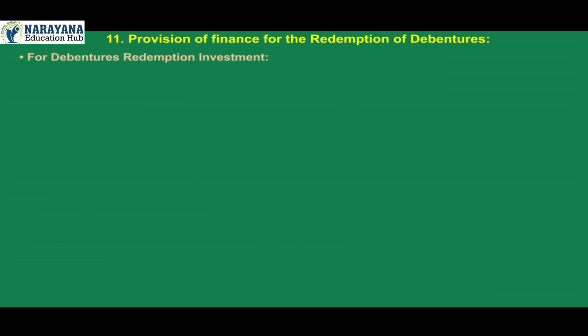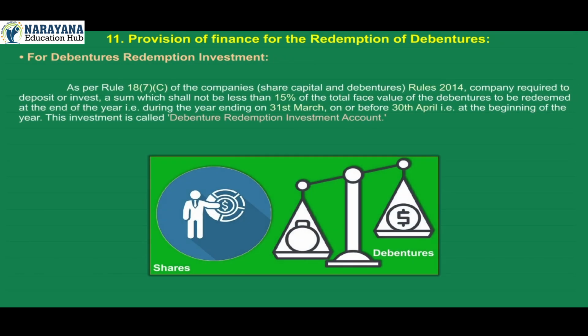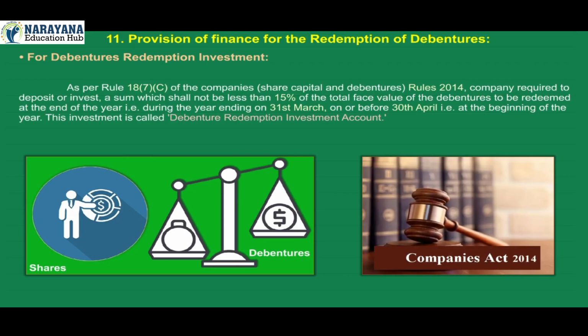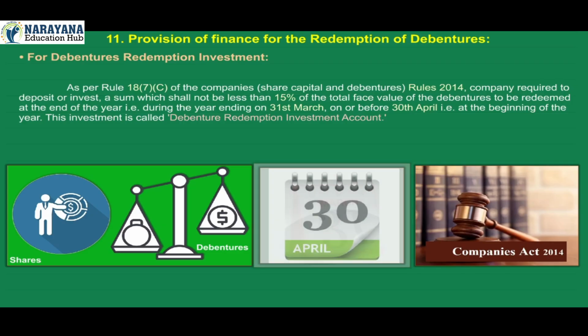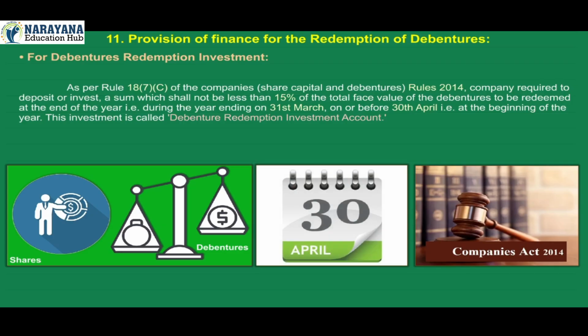For debentures redemption investment, as per Rule 18(7)(c) of the Companies (Share Capital and Debentures) Rules 2014, the company is required to deposit or invest a sum which shall not be less than 15% of the total face value of the debentures to be redeemed at the end of the year, that is, during the year ending on 31st March, on or before 30th April, that is, at the beginning of the year. This investment is called Debenture Redemption Investment Account.